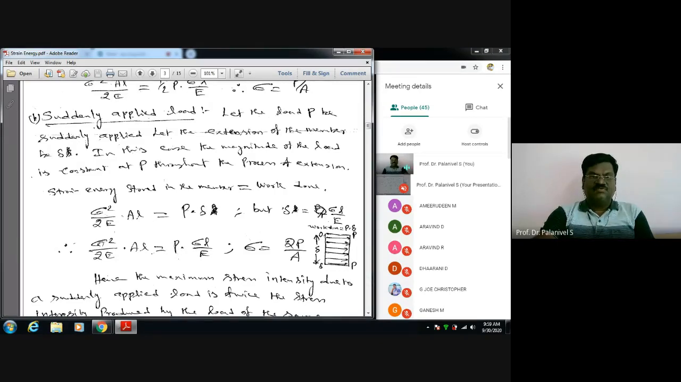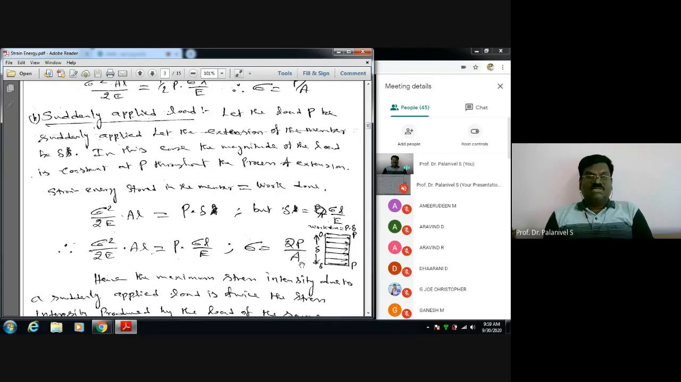Again, sigma square by 2E into AL is equal to P into del. What is del? Del equal to sigma L by E. Already we know, sigma L by E substituted. From this, sigma is equal to 2P by A, we are getting. So the stress induced is twice that when the same load is applied gradually.